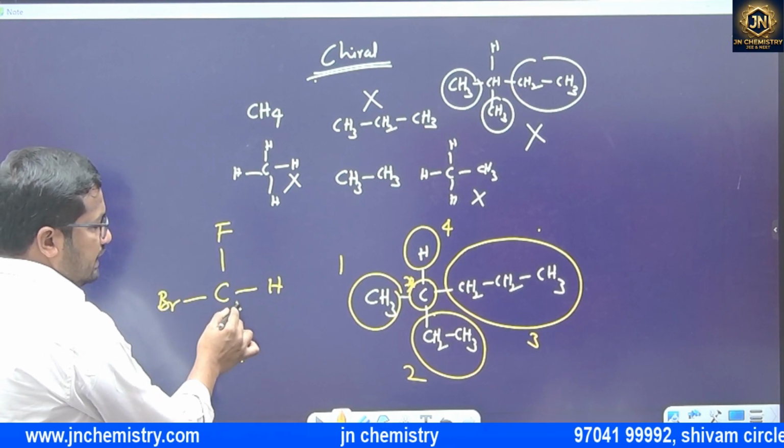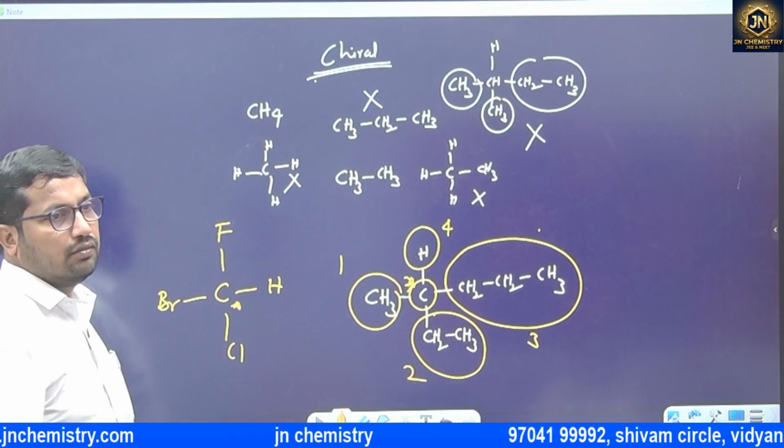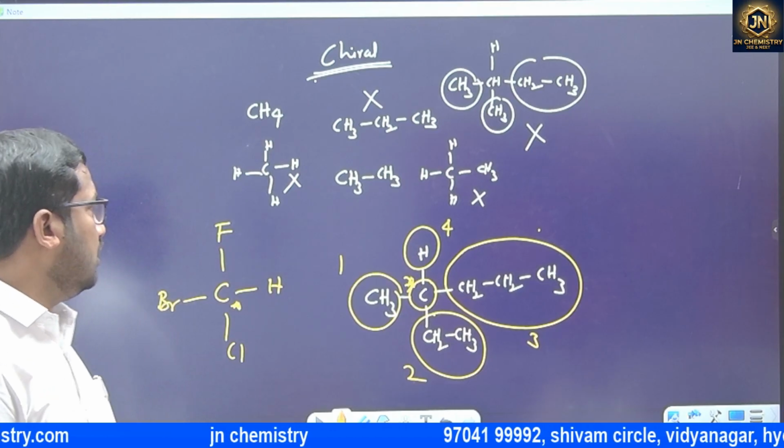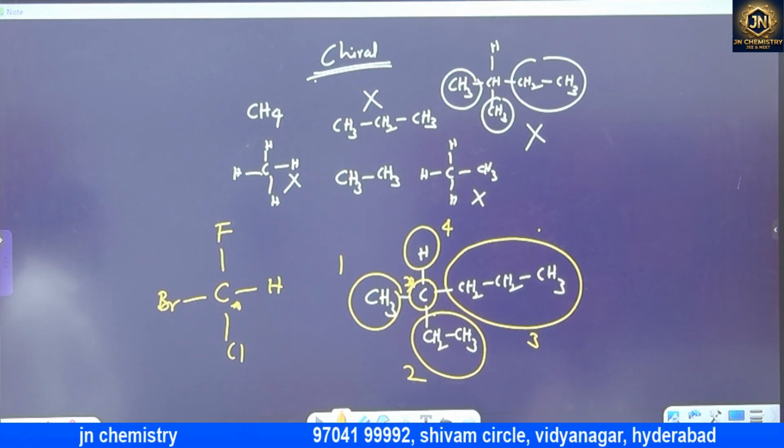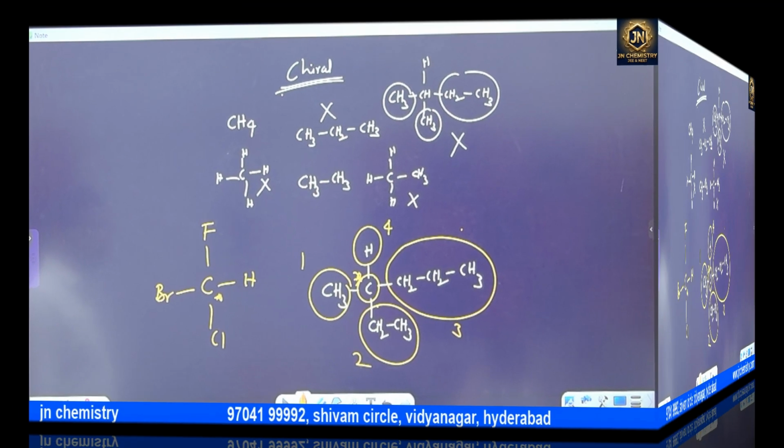So this is a chiral center, right? Four different groups. Write it down. A carbon should have at least four different groups or atoms attached.